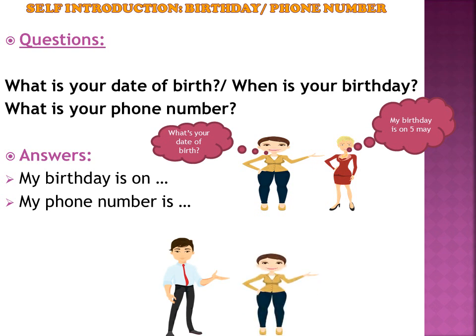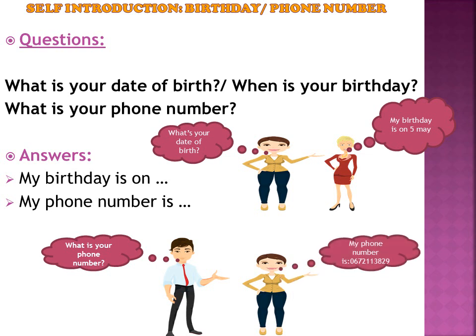Now we are going to see the second conversation. What is your phone number? My phone number is 06 72 72 11 38 29. What is your phone number? My phone number is 06 72 11 38 29.